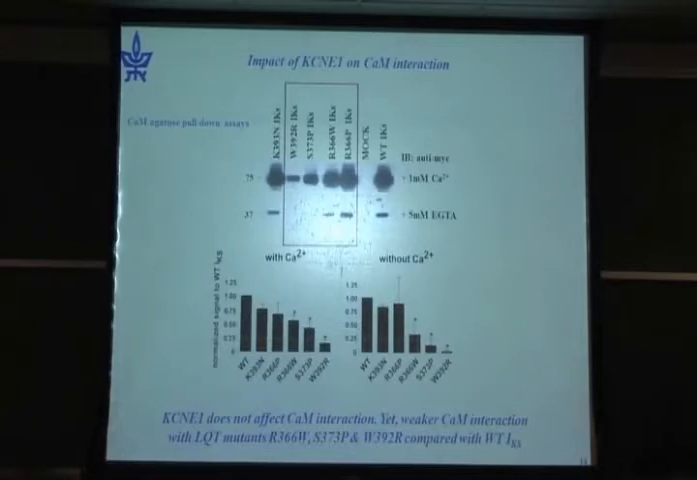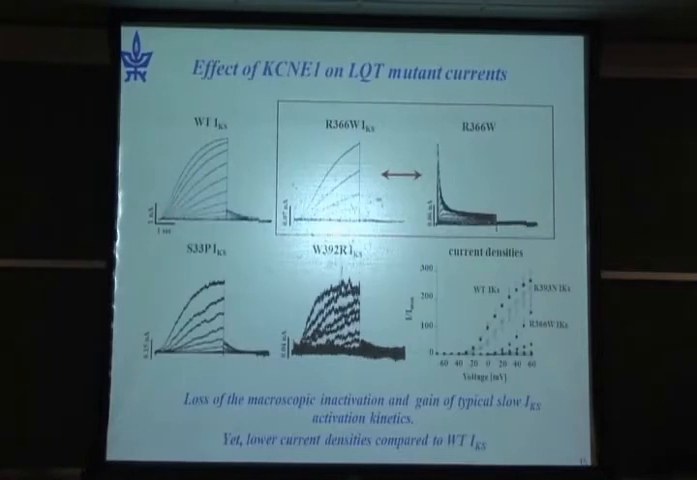Then we wanted to know what the impact is of the co-expression of the beta subunit. So the beta subunit does not change the phenotype very much. Again, we do see a lower calmodulin binding using this calmodulin agarose pull-down assay, weaker binding of calmodulin to this mutant compared to the wild type. Regarding the current, we have a change. Actually, KCNE1, the beta subunit, can rescue, in a way, the kinetics, this macroscopic inactivation.